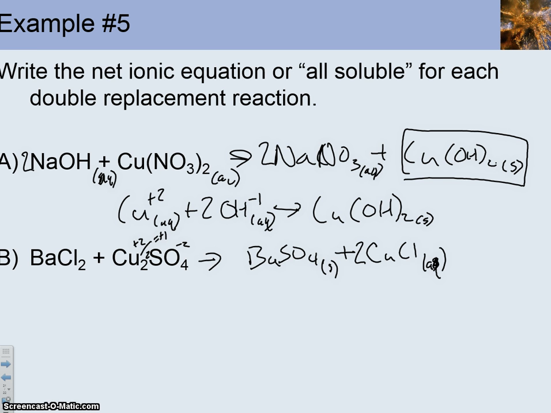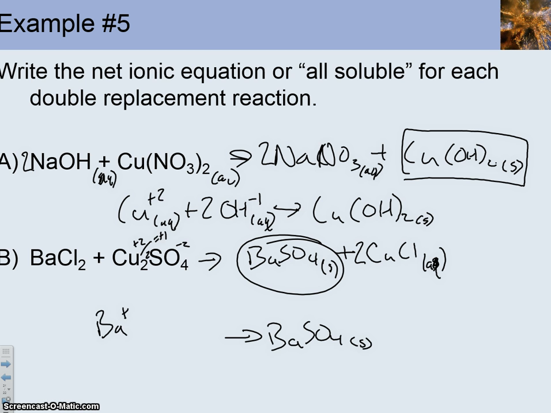And we write S for something that's insoluble. So now all we care about are the ions that come together to make barium sulfate, which are barium ions and sulfate ions, AQ. And that's what we do for these net ionic equations.